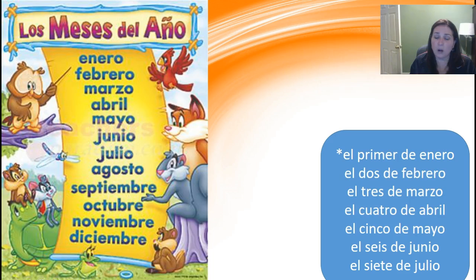Now, the rest of these all go with, like, here we have el 2 de febrero. That says the 2 of February. So not the 2nd, but the 2 of February. So let's go through these twice. El 2 de febrero. El 3 de marzo. El 4 de abril. El 5 de mayo. El 6 de junio. El 7 de julio.